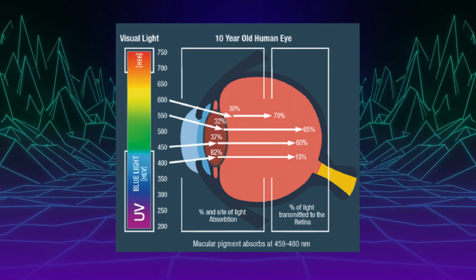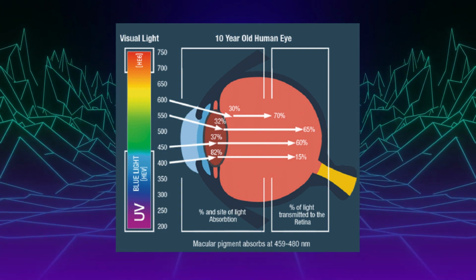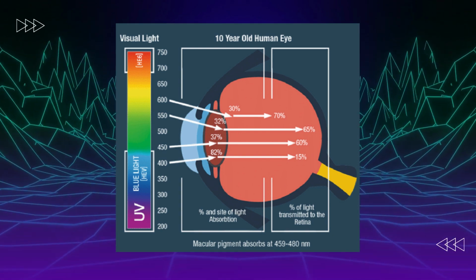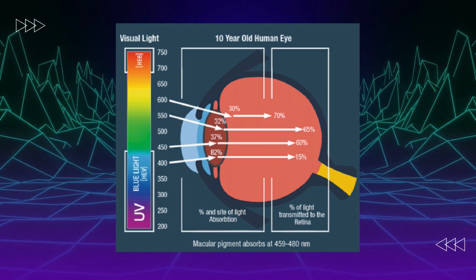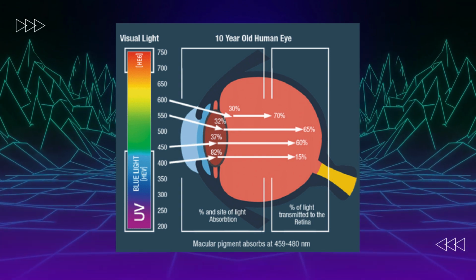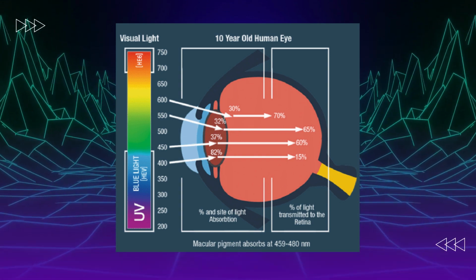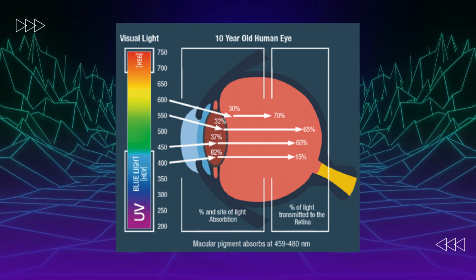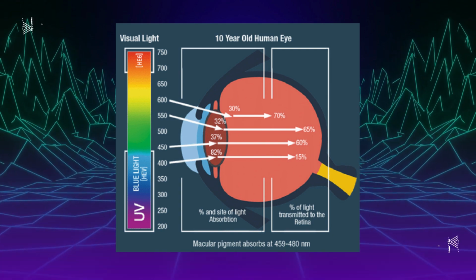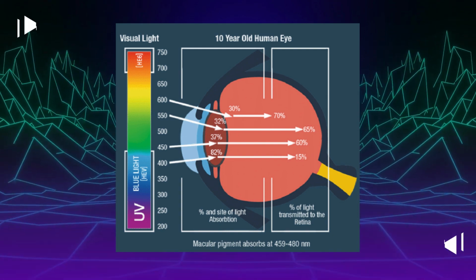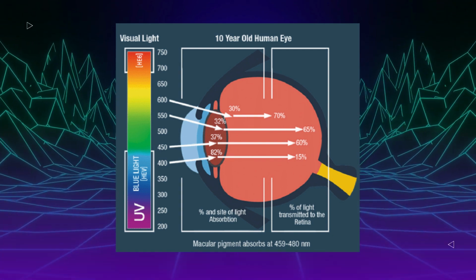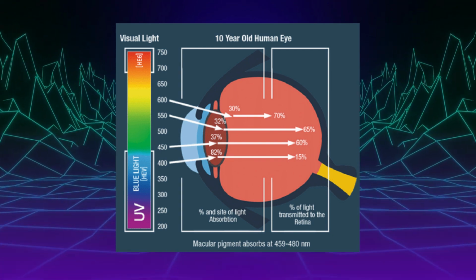Remember, the visible light spectrum comprises all the rainbow colors: red, orange, yellow, green, blue, indigo, and violet. Blue light in this spectrum lies in the range of 400 to 500 nanometers, so this has higher energy compared to other visible light. And UV light, so ultraviolet light, is less than 400 nanometers, and it's mostly absorbed by the cornea and the lens. So it offers some natural protection for the retina.